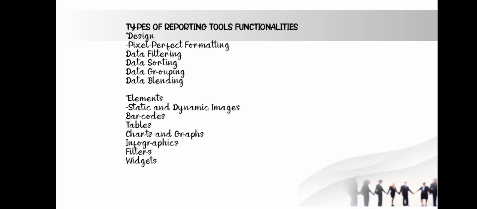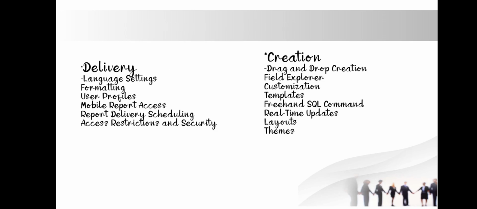Design: pixel perfect formatting, data filtering, data sorting, data grouping, data blending. Next is elements: static and dynamic images, barcodes, tables, charts and graphs, infographics, filters, widgets. Next is delivery: language settings, formatting, users' profiles, mobile reports access, report delivery, scheduling, access restriction, and security.